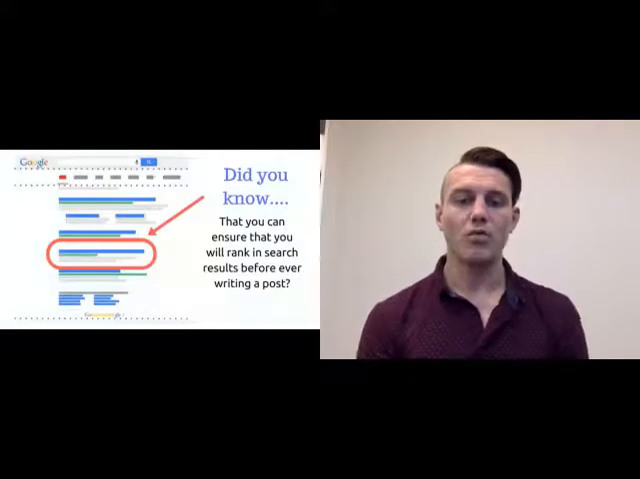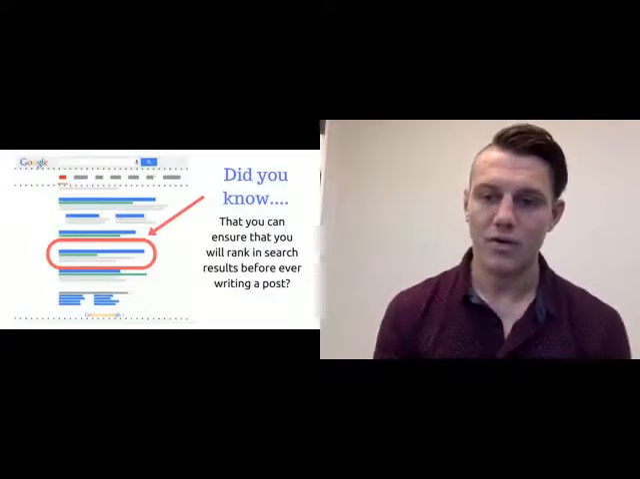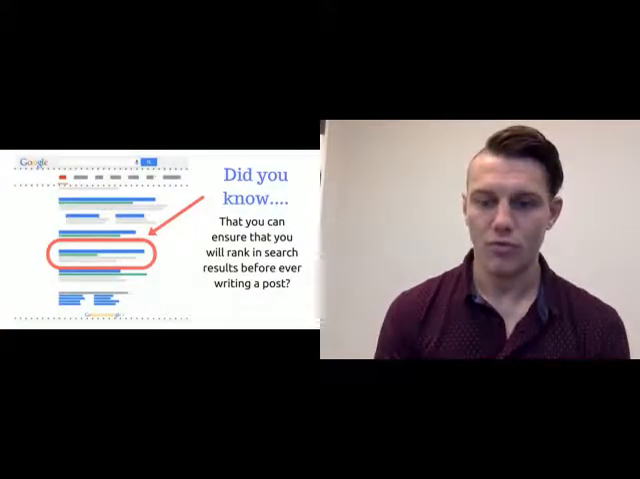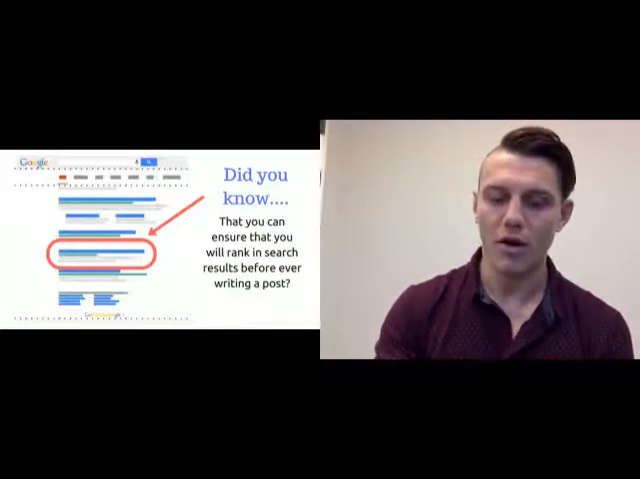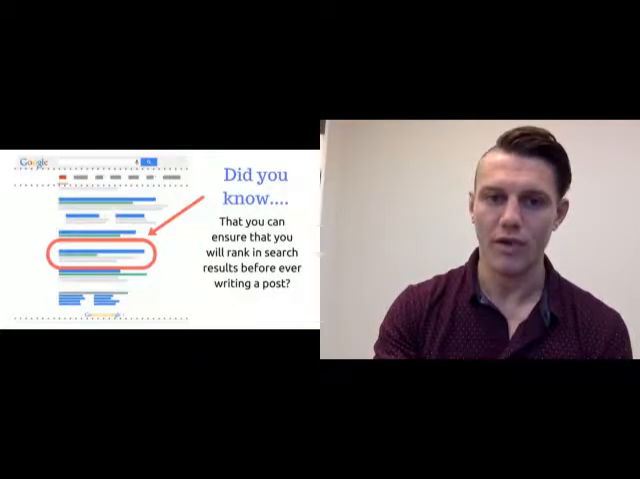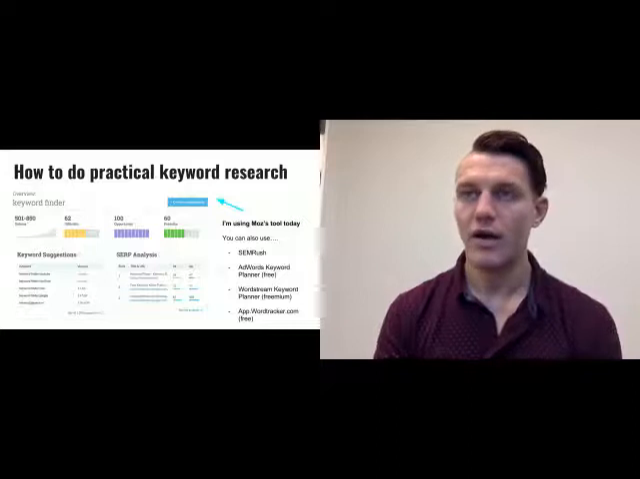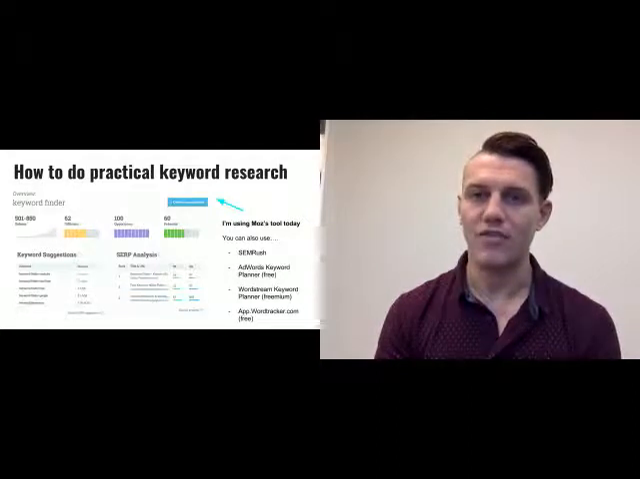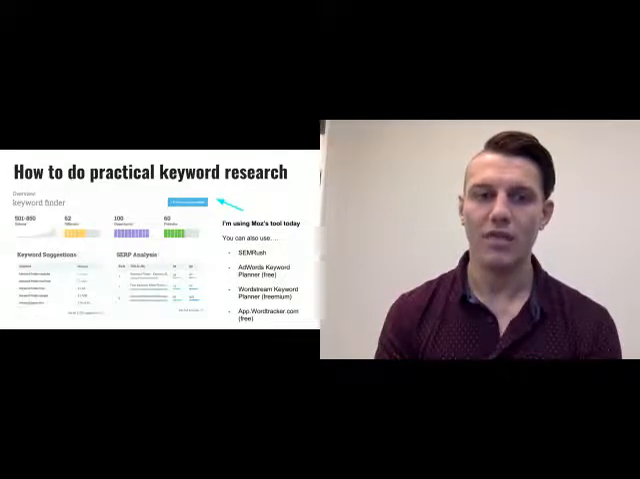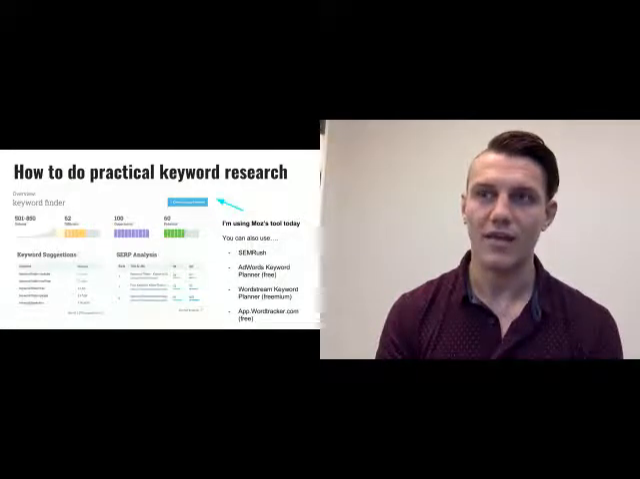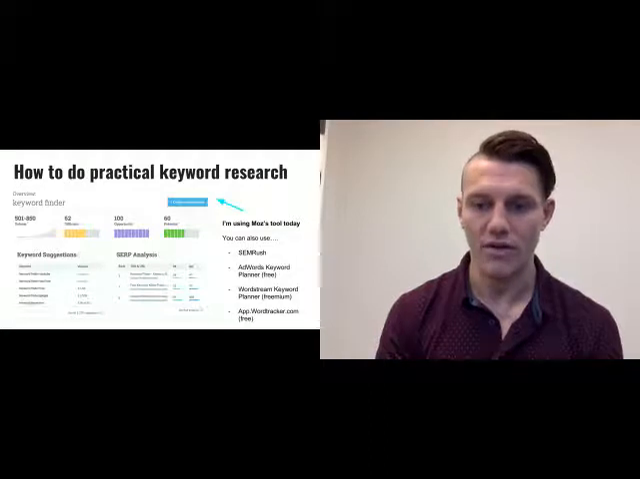So basically what I'm going to talk about is ensuring that you're going to rank in search results before you ever write a post. And not only ensuring that you rank, but also ensuring that it's something that's worth ranking for. So I'm going to show you how to do actual keyword research on the front end here that's going to save you a ton of time. So basically make sure that you're writing stuff that people are going to find in search and is going to actually generate real organic traffic, right?